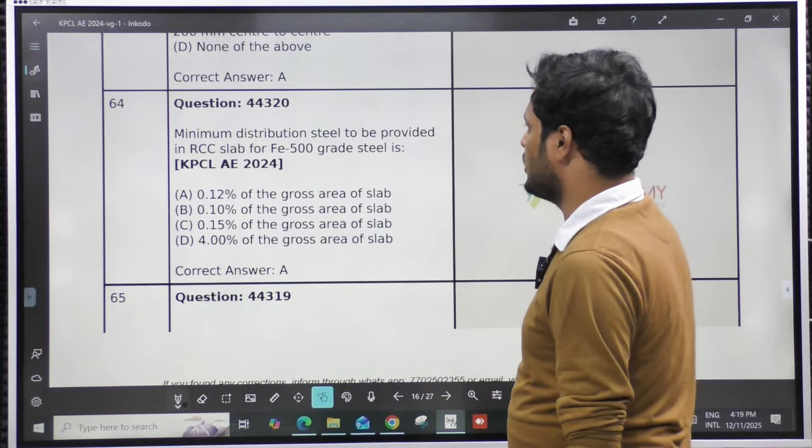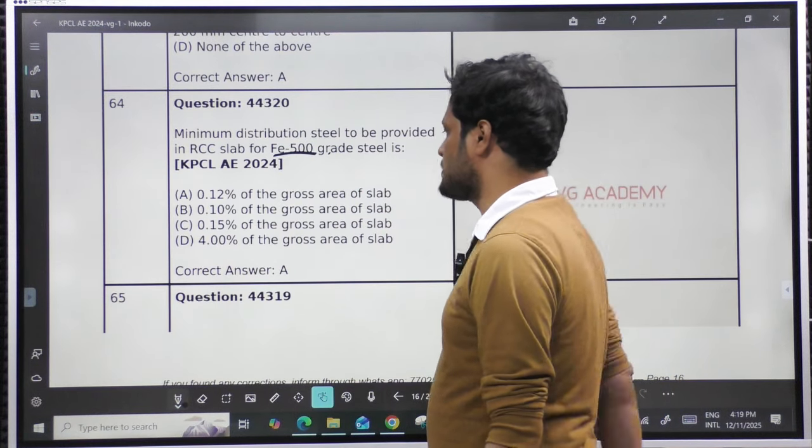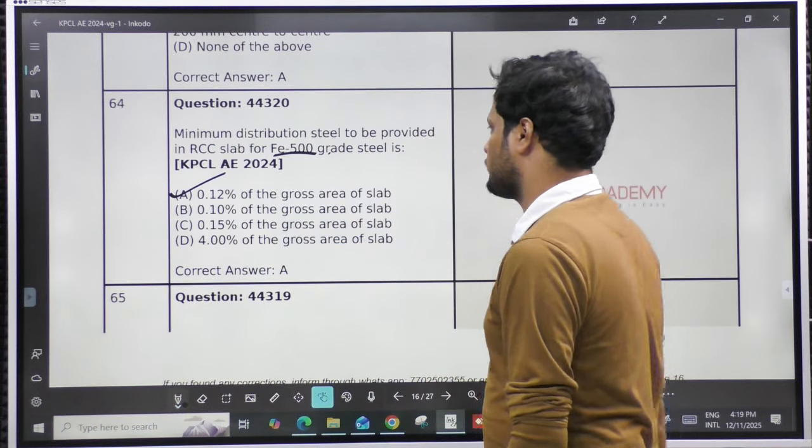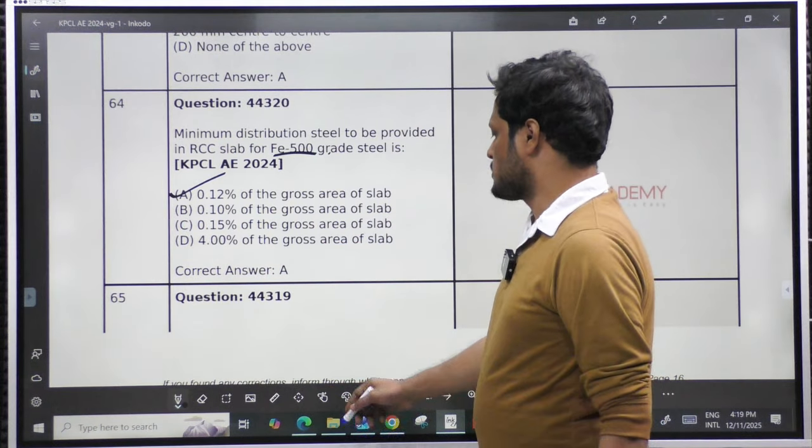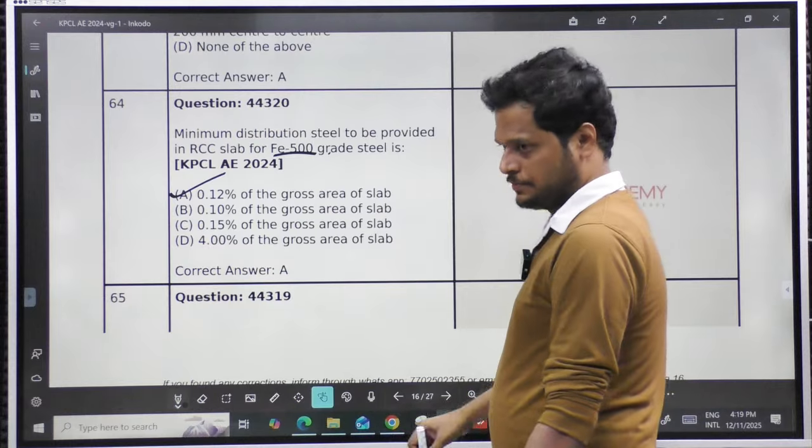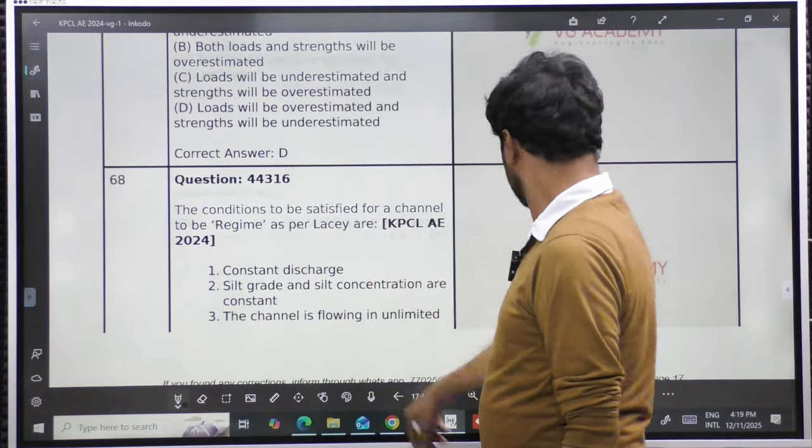Minimum distribution steel for Fe 500. So for HYSD it is 0.12% of the gross area of slab. For mild steel it is 0.15.